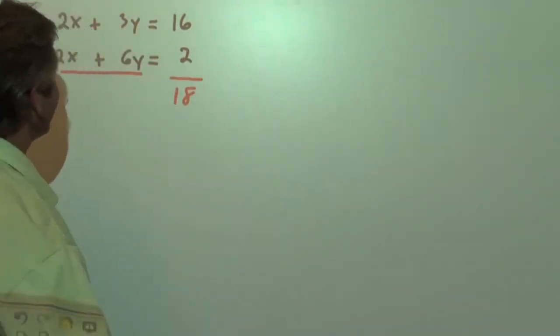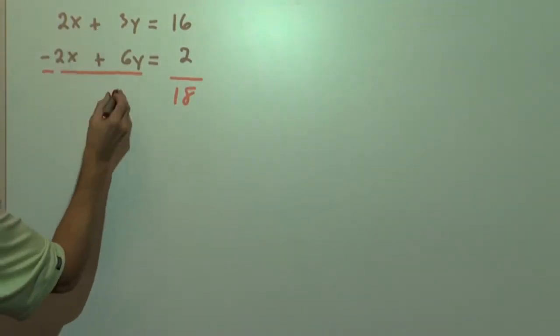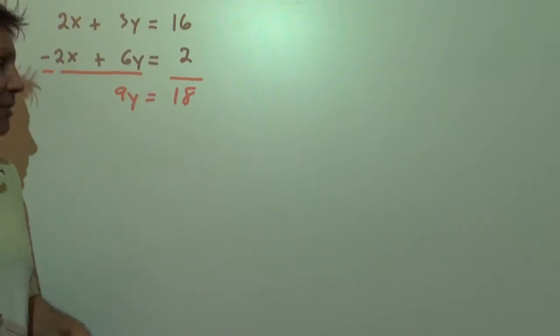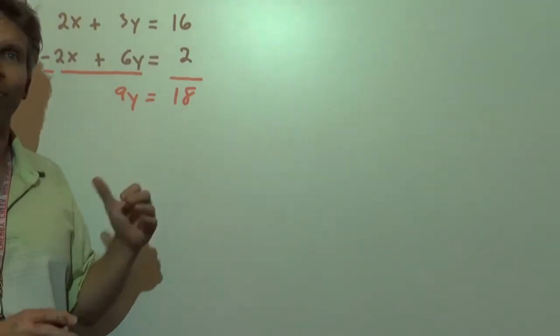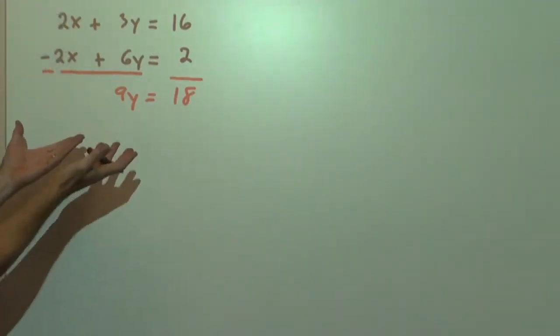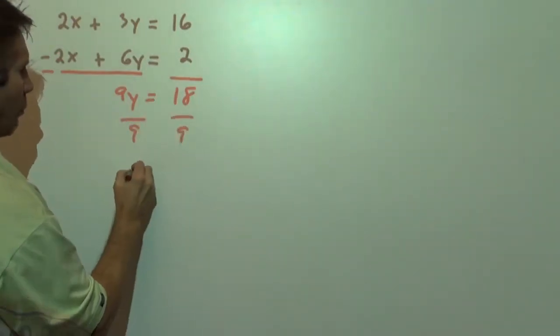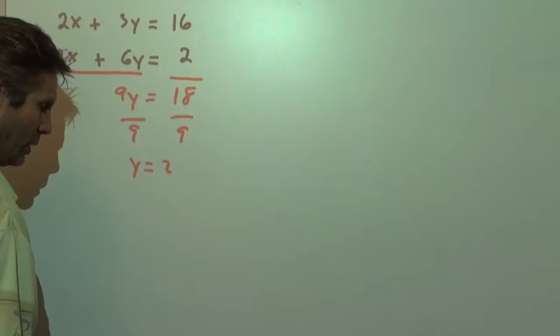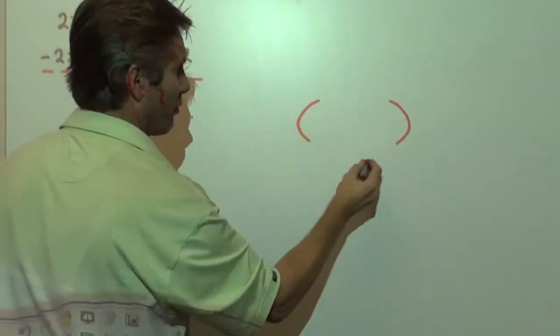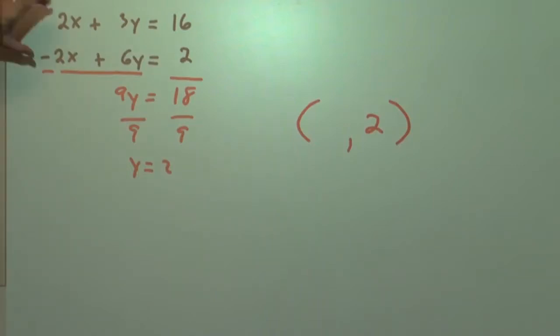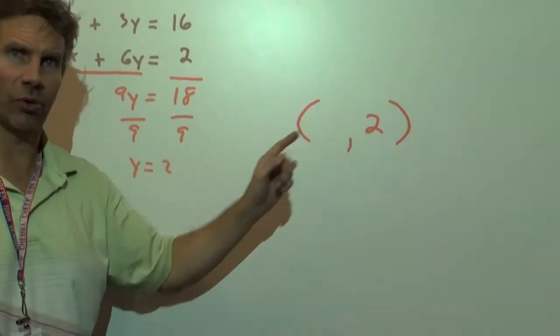Well, what's nice about that is, look what's left. 3y plus 6y is 9y. Now, just like in the substitution method, we have one equation left with only one variable in it, so we're going to be able to figure out the value of y. Divide both sides by 9, we get that y is equal to 2. What do we know so far? So far we know that the y coordinate of the one ordered pair solution for these two equations has a 2 in it.